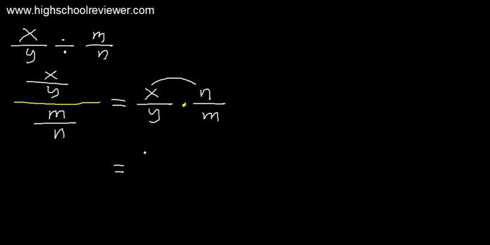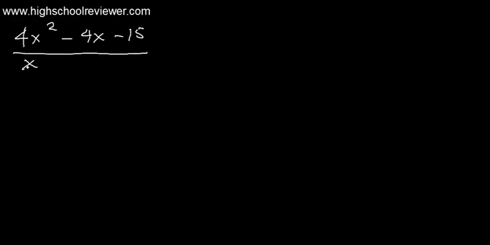X multiplied by n, that will be nx. Okay, we have to put this in alphabetical order, so n comes first before x. And then we have to multiply y and m, and we will have here my. Okay, we cannot simplify this anymore. Therefore, x over y divided by m over n is equal to nx all over my. And this is our final answer.